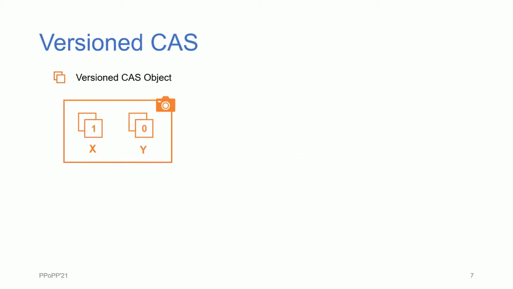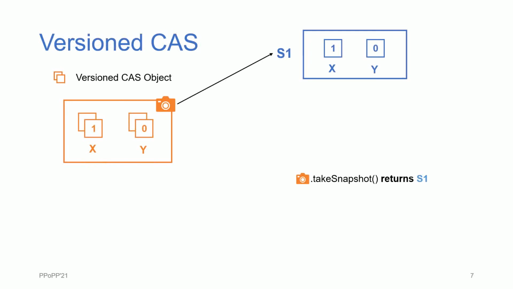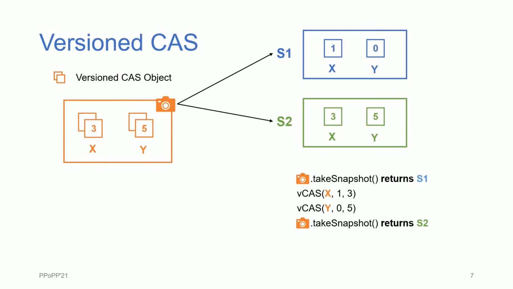Consider the following execution. First, the take snapshot operation executes and creates a snapshot S1. After it is linearized, any changes to x and y will not affect the snapshot. So for example, there could be a compare and swap changing x to 3 and y to 5. Multiple snapshots can exist at the same time, so we can take another snapshot called S2. The read version operation lets us read from both snapshots. It takes as input a VCAS object and a snapshot handle, and it returns the appropriate value from that snapshot.